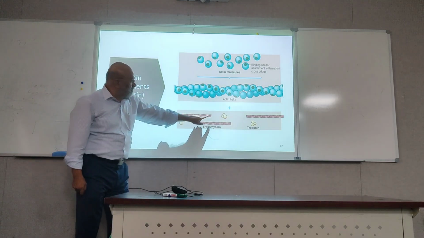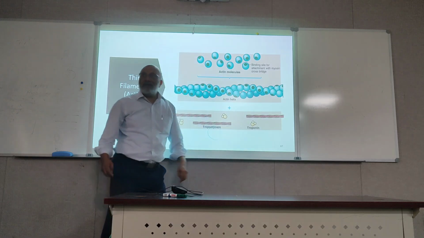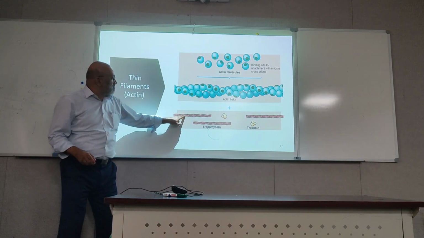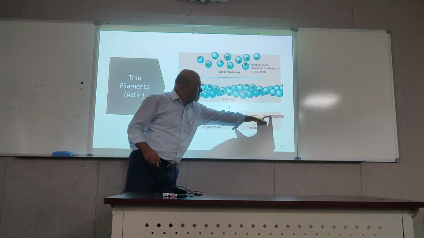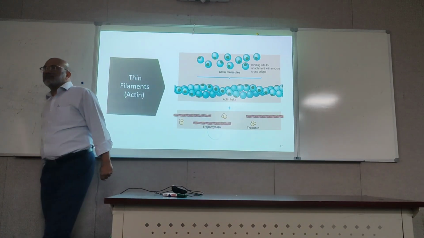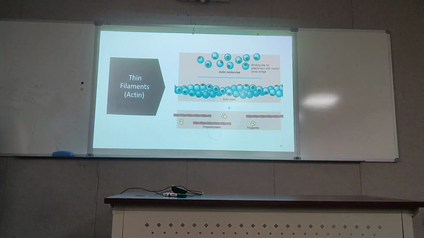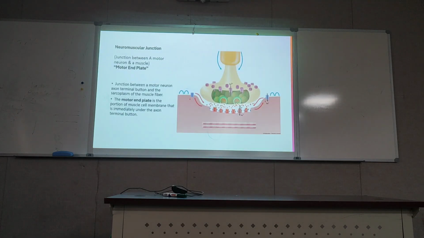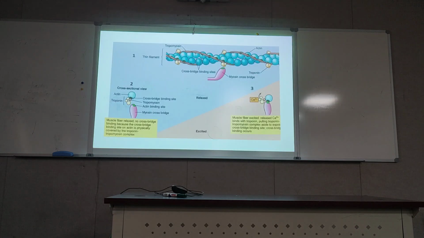This is actin, plus sign. And this is troponin, which is 3. And this is tropomyosin. Alright? So stay with me, try to understand a little bit, and we will continue inshallah during the tutorial next week. Just this much. Today I will not make you read.